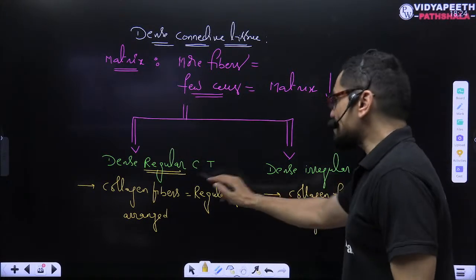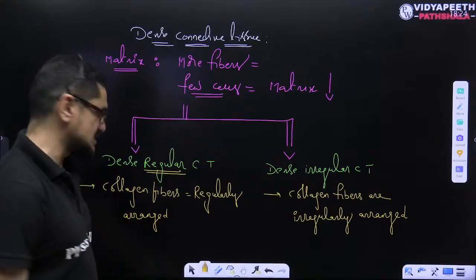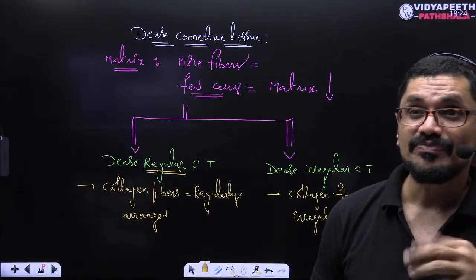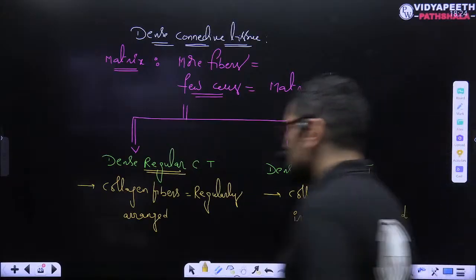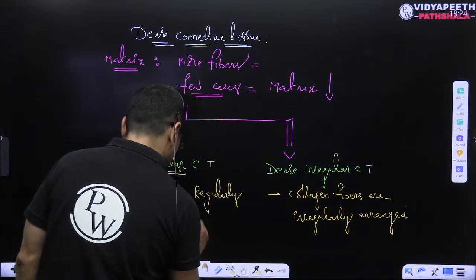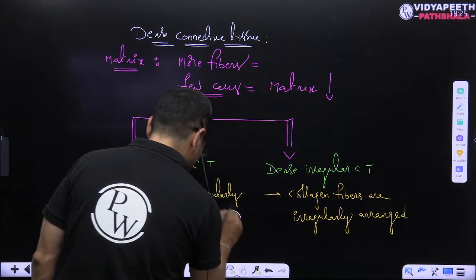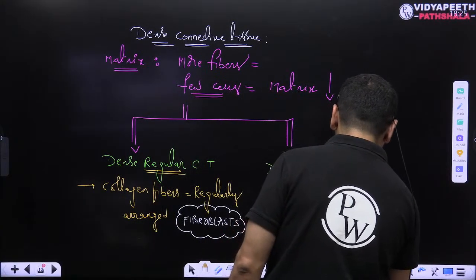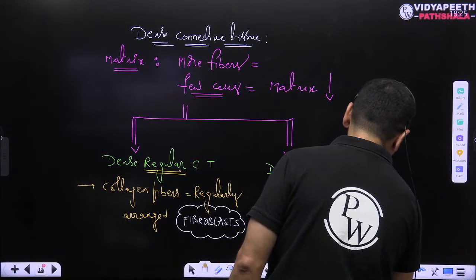Now, in dense regular and irregular, collagen fibers are regularly arranged here and irregularly present there. Who is going to secrete these fibers? Already I told you. Who will secrete the fibers? The fibroblast. Good, fibroblast. So here I will add another point: regularly arranged along with the fibroblasts. So fibroblasts are also regularly arranged, and here the cells are irregularly arranged in between the fibers. I will show this diagram.